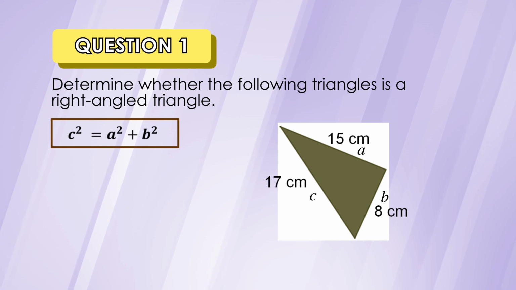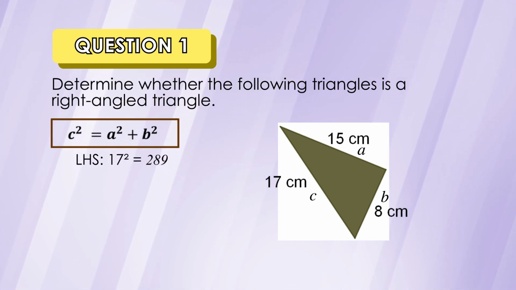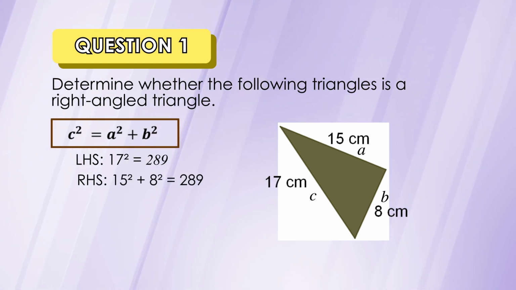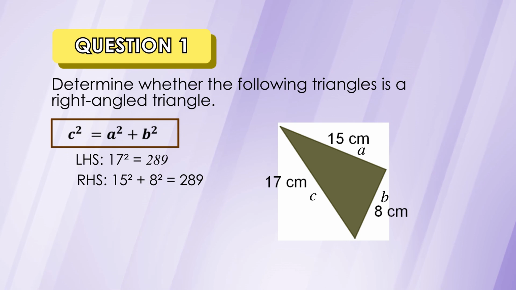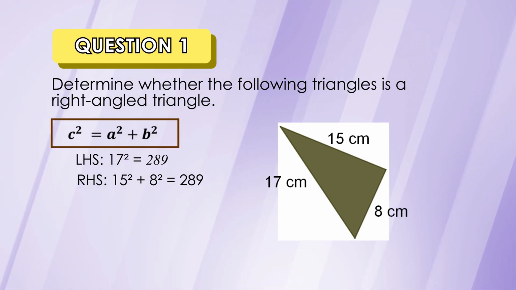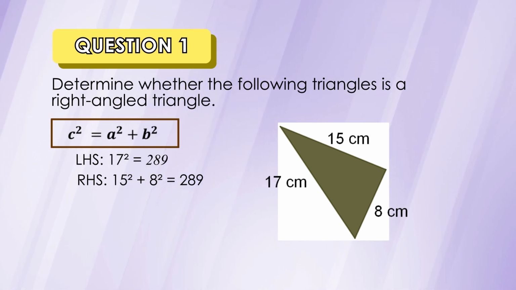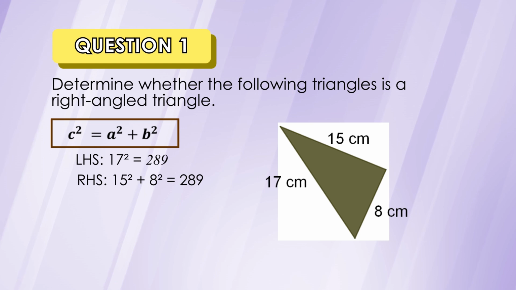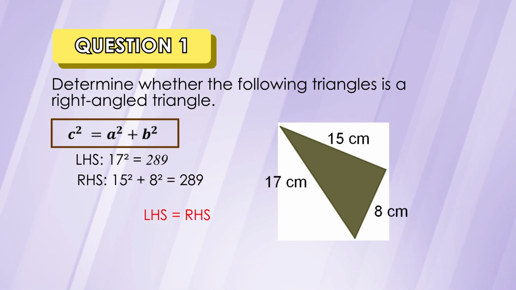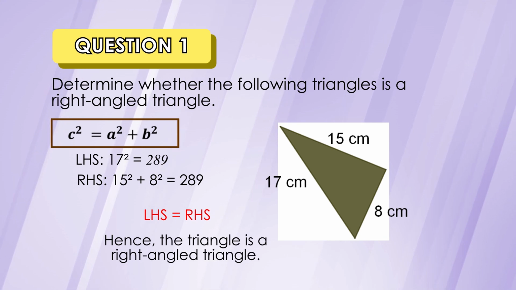Left-hand side, C squared is 17 squared, which is 289. Right-hand side, A squared plus B squared is 15 squared plus 8 squared, which is 289. As you can see here, the answer on the left-hand side equals the answer on the right-hand side. Hence, the triangle is a right-angled triangle.